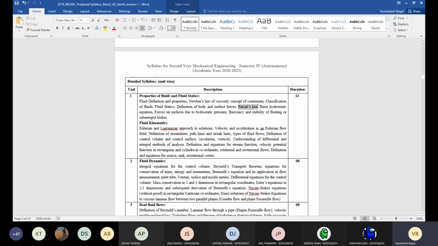Then Pascal's law, which you might have studied even in 11th or 12th physics. Anybody knows what is Pascal's law? Any idea?